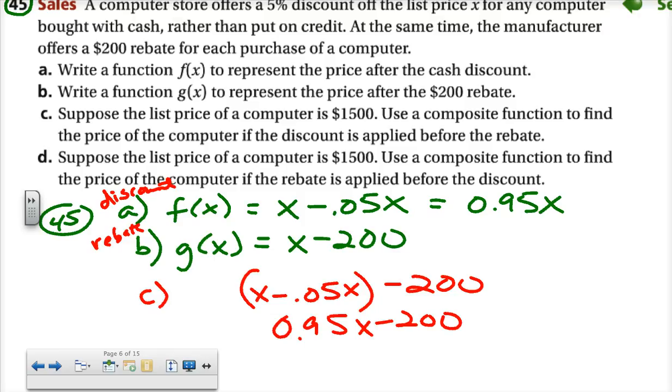And I don't know if they want us, let me take a peek here. They just want us to find the price. They don't care if we label it another function or not. We could call this h of x if we want to. But what they really want us to do is just use that, put the $1,500 in and see what happens. So 0.95 times the 1,500, and then subtracting the 200 is $1,225.